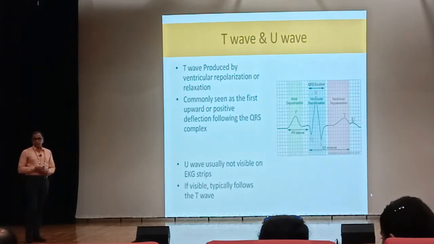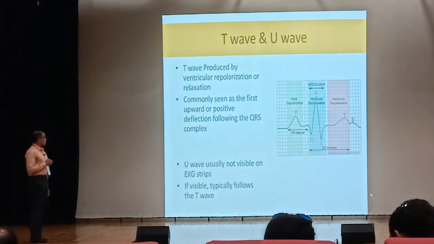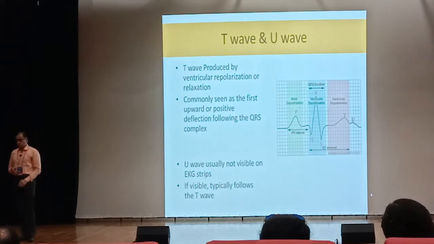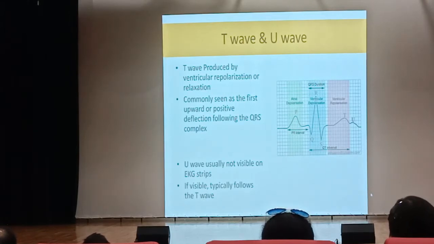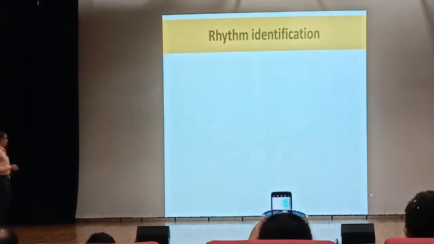Then comes the T wave. As I said, it is basically ventricular repolarization, and sometimes you get a U wave after the T wave, which is normally non-pathological, or sometimes we can see it in cases of hypokalemia.